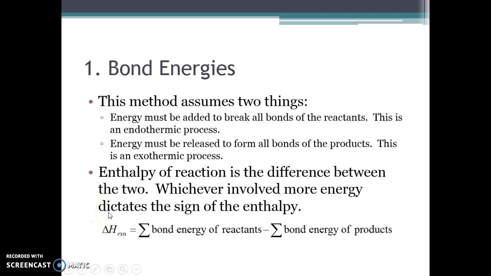All right, so starting with bond energies as a review from last year, this method makes 2 assumptions: that it requires energy to break apart all of the bonds that are holding the reactants together. And so since it requires energy, this is an endothermic process. And then we have to reform bonds of the products. And when a bond forms, energy is released. And so that is an exothermic process. So really, when you're looking at bond energies, it's a competition between how much energy goes in to break the bonds and how much energy you get out when bonds are formed.